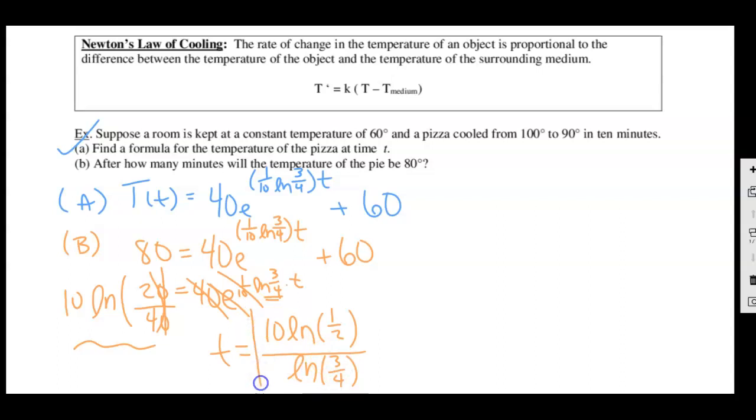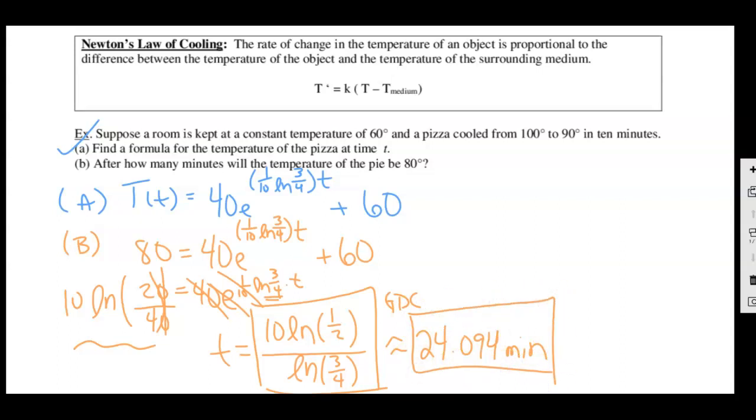That's just the answer, right? That would be an exact solution. Or if you wanted to just type it in and use your calculator to get the decimal, that time value would be 24.094 minutes. So just about 24 minutes, slightly longer. That's how long it would take for that temperature to get all the way down to 80. It started at 100, 10 minutes later it was at 90. Looks like it takes about another 14 minutes to drop the extra 10 degrees.